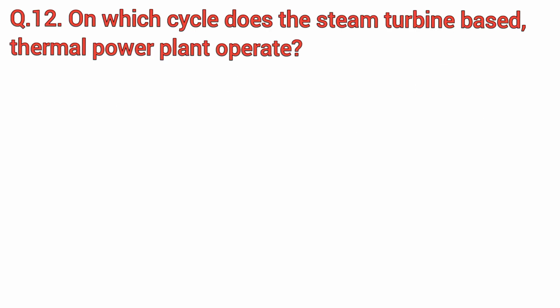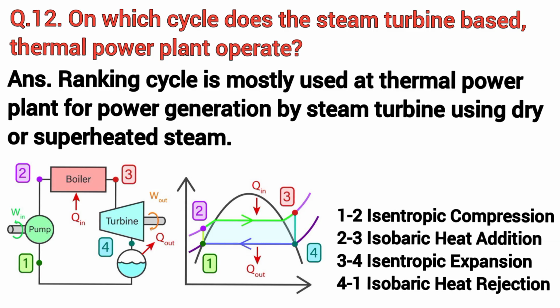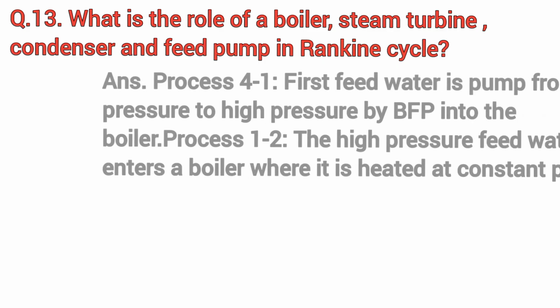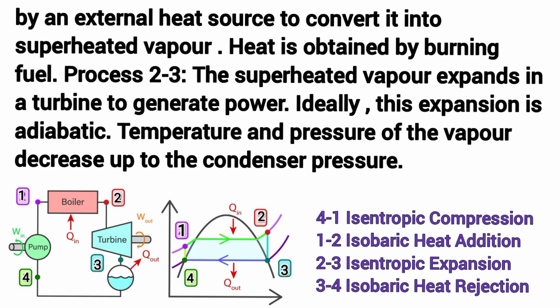On which cycle does the steam turbine-based thermal power plant operate? Rankine cycle is mostly used at thermal power plants for power generation by steam turbine using dry or superheated steam. What is the role of a boiler, steam turbine, condenser and feed pump in the Rankine cycle? Process 4-1, first feed water is pumped from low pressure to high pressure by BFP into the boiler. Process 1-2, the high pressure feed water enters a boiler, where it is heated at constant pressure by an external heat source to convert it into superheated vapor. Heat is obtained by burning fuel.